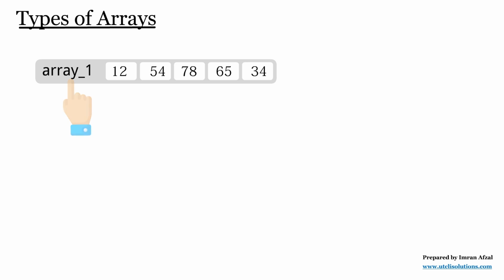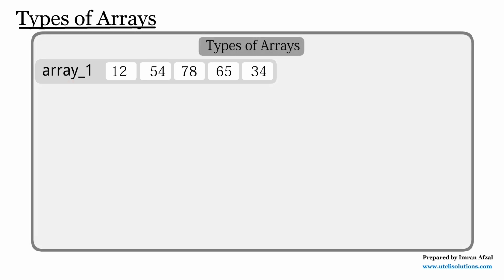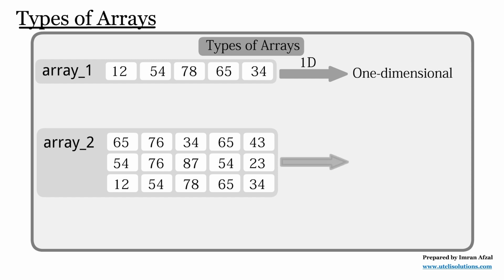Arrays are used to store multiple values in a single variable. There are different types of arrays based on how data is arranged inside them. The most common types are one-dimensional, which is 1D arrays, two-dimensional 2D arrays, and multi-dimensional arrays. Each type has its own use depending on the problem we want to solve.